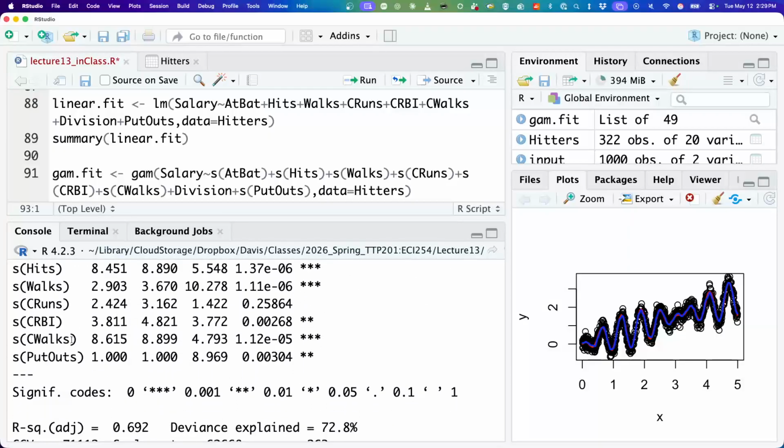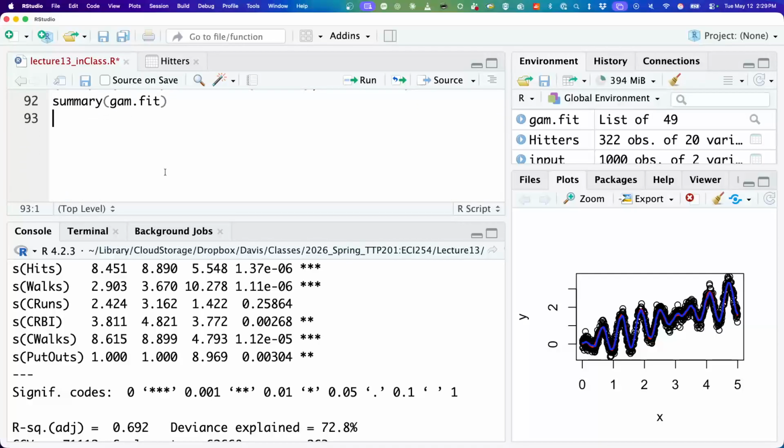Okay, so what are all of these spline smooth terms? We can look at this by doing this.